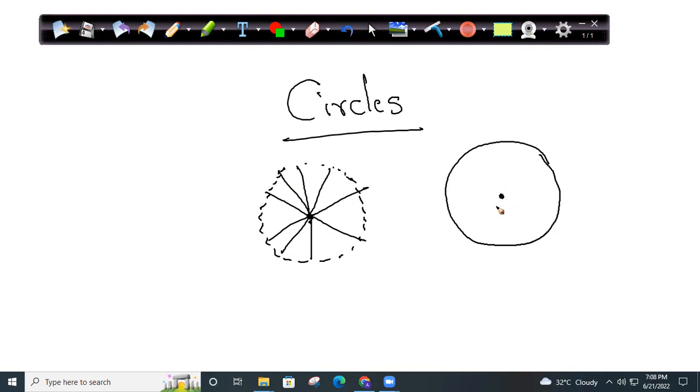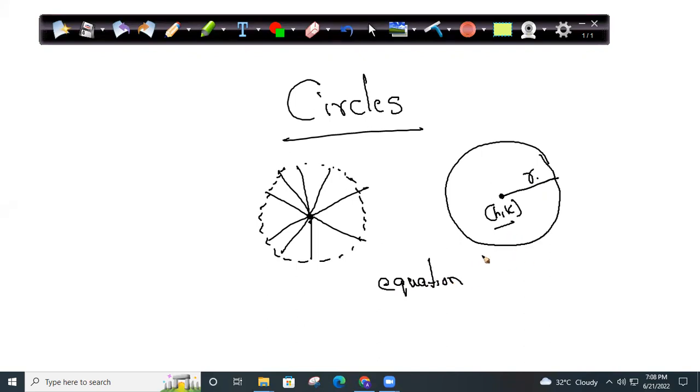So let the center be h comma k, or you can write p comma q or 2 comma 3, anything. It should be two coordinates, x and y. So if the center is h comma k, and if this is called radius, the distance from the center to any point on the circle is called radius. If I know the center and if I know the radius, I can write the equation of the circle.